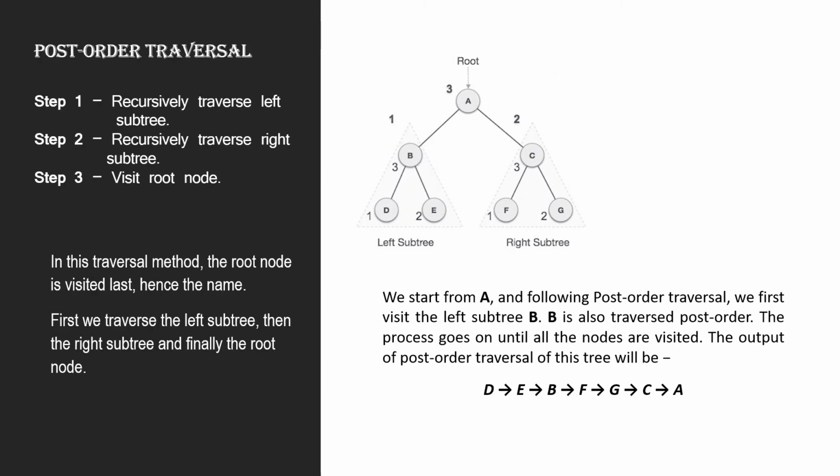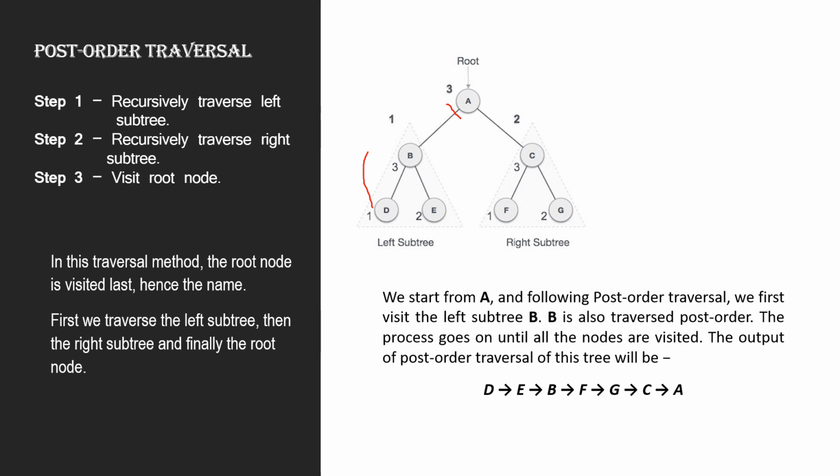Next is post-order traversal. In this traversal method, first we traverse the left subtree, then the right subtree, and finally the root node. So we start from A and follow the post-order traversal. We first visit the left subtree B, and B is also traversed post-order. The process goes on until all the nodes are visited.